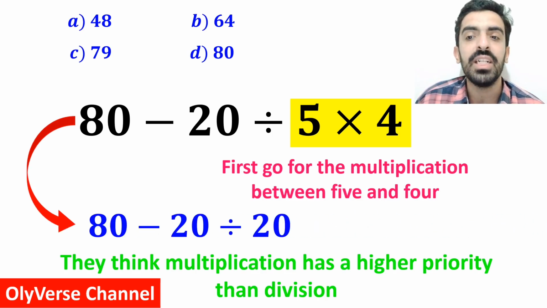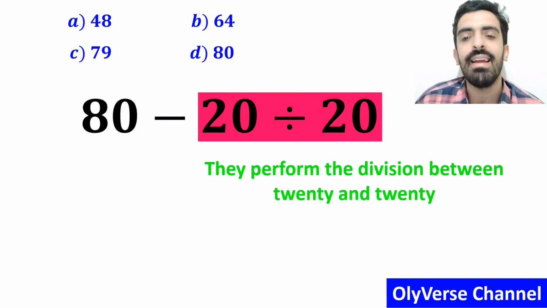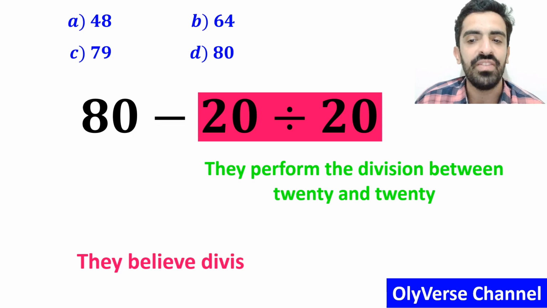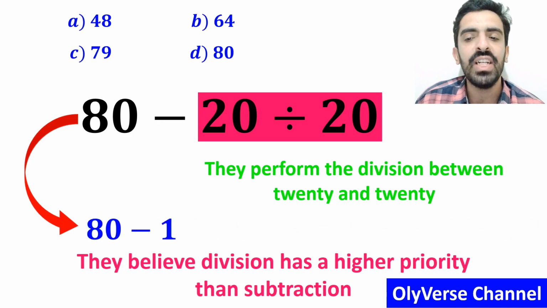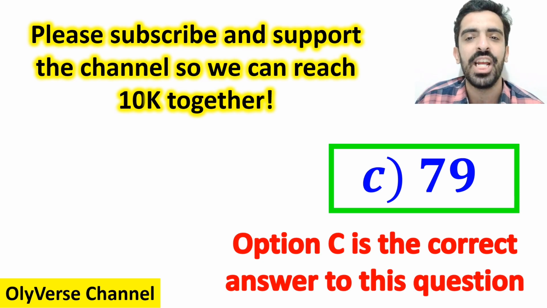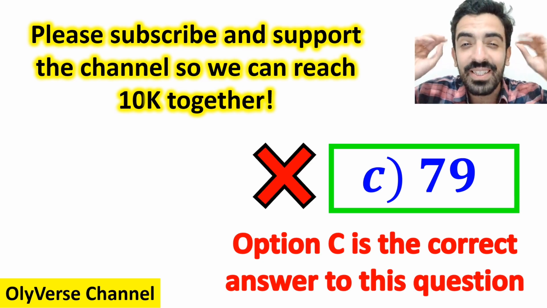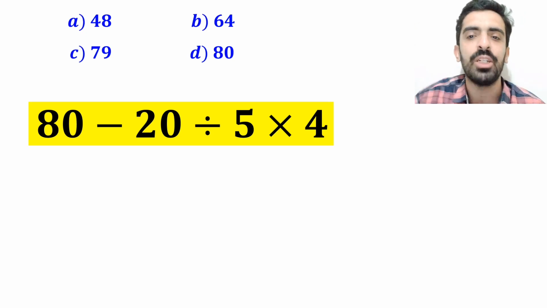So, they rewrite this expression as 80 minus 20 divided by 20. And the next step, they perform the division between 20 and 20, since they believe division has a higher priority than subtraction. And they simplify this expression to 80 minus 1, which finally gives them the answer 79. Then, without any hesitation, they quickly say that option C is the correct answer to this question. However, that's definitely wrong. Alright, now let me show you how to solve this expression properly.